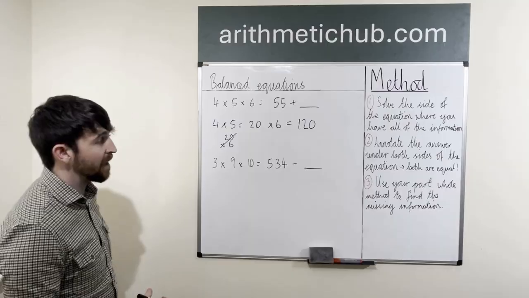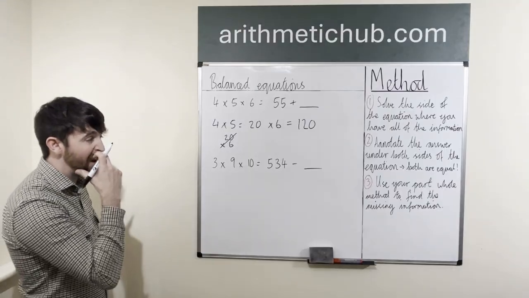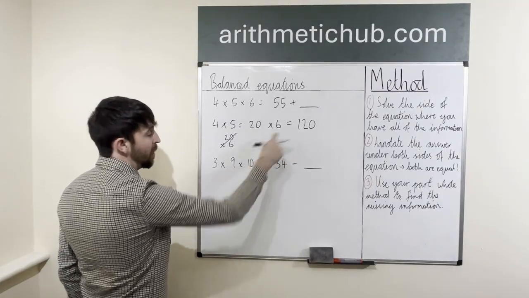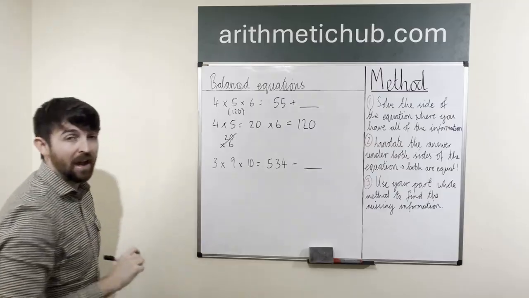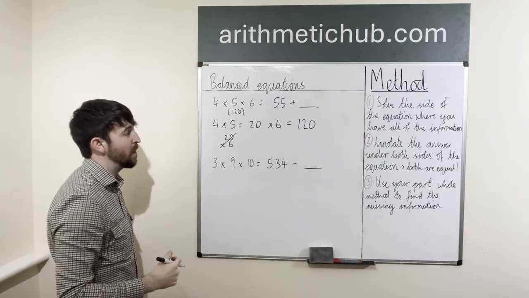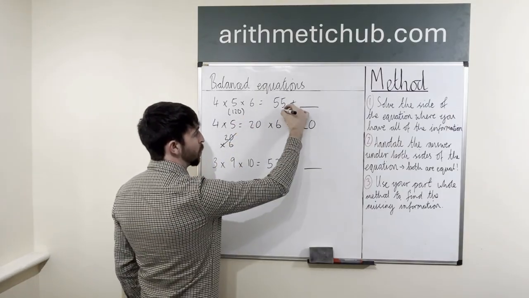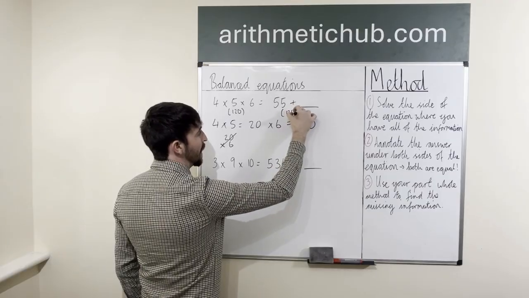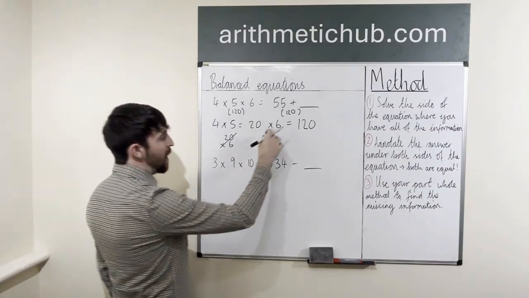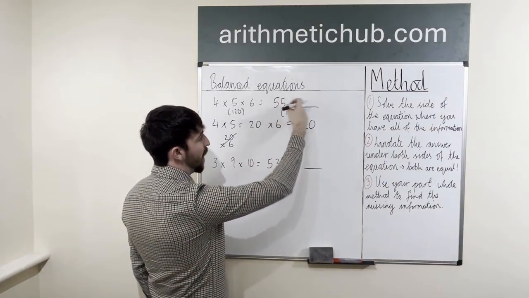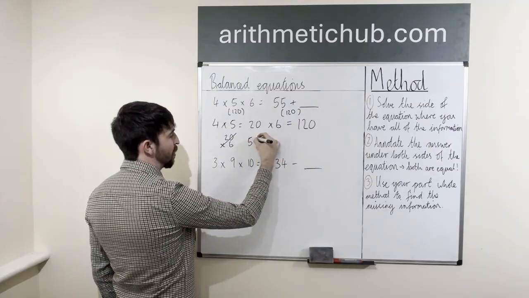Second part of my method says, annotate the answer under both sides of the equation because both are equal. Well, here's my answer. It's 120, isn't it? So I know that this side on the left is going to give me a total of 120. Because both sides are equal, this side on the right here is also going to give me a total of 120 because they're equal. So now what I have is 55 add something is going to give me 120.